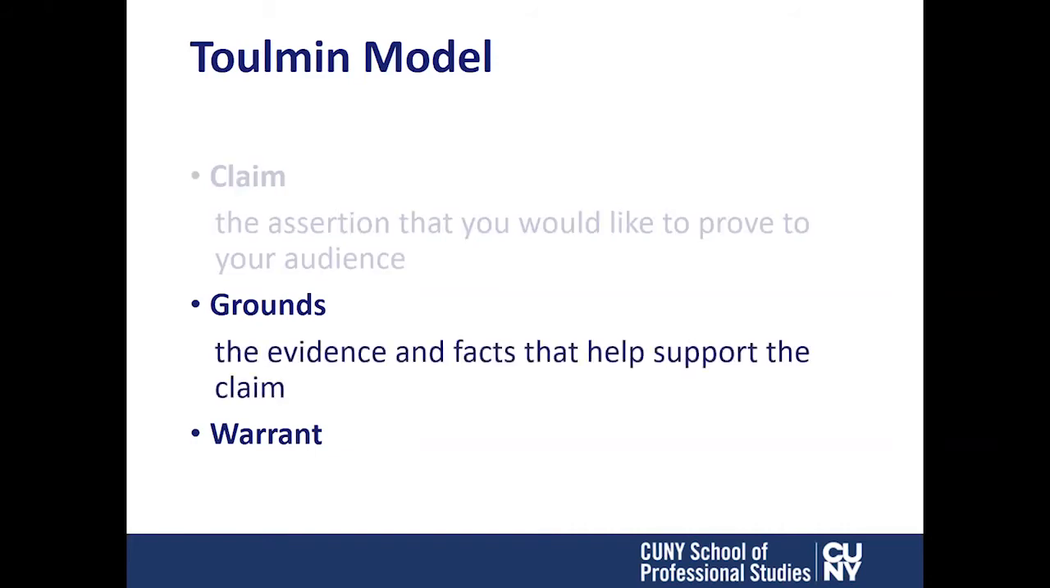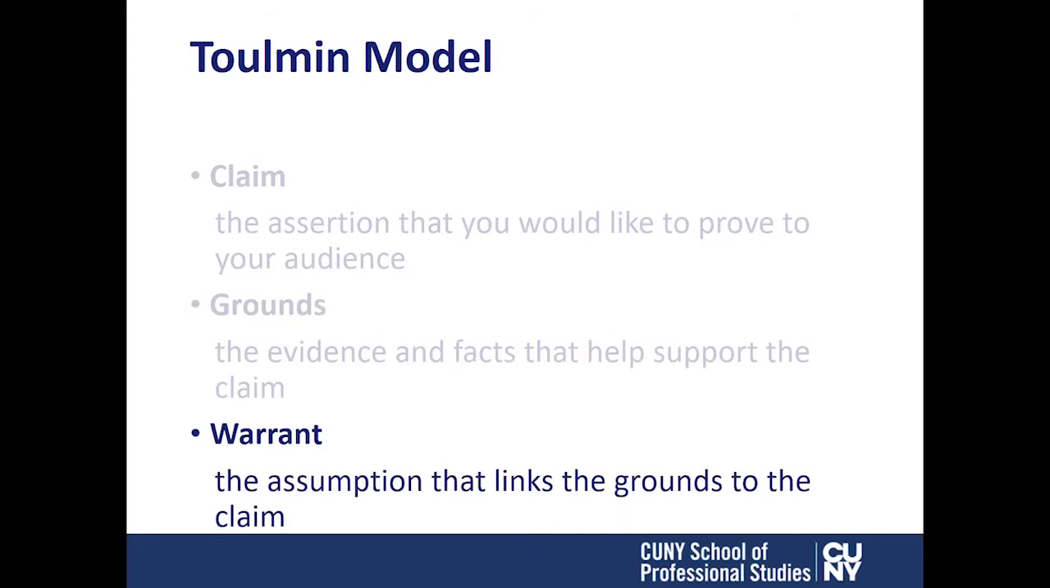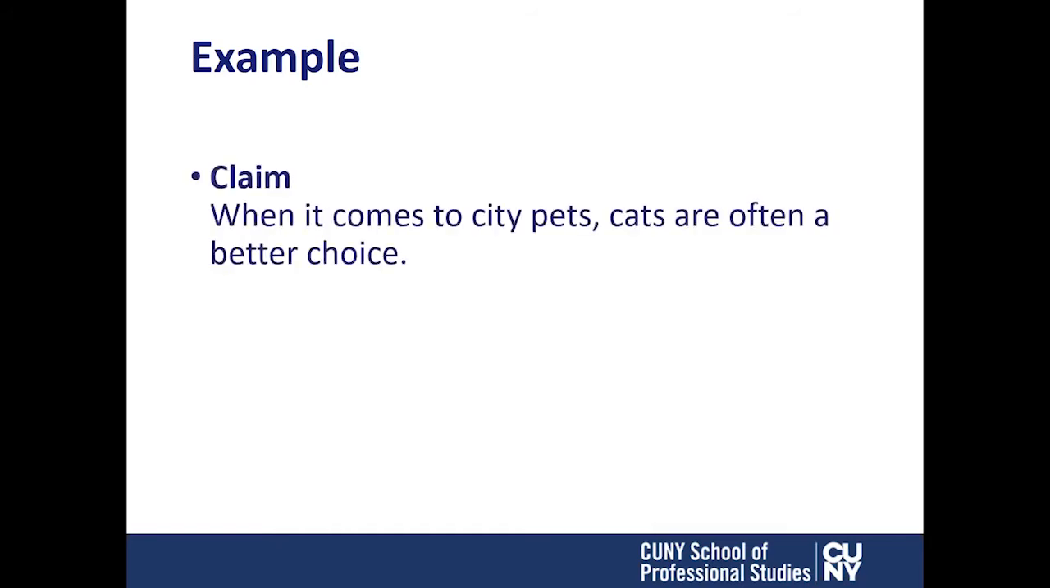The grounds are the pieces of evidence that support that assertion. And the warrant is an assumption that links the grounds to the claim. It might be spoken or implied, but it's what makes the evidence relevant to your claim. Let's look at an example. So, like cats, I'm nothing if not loyal. So my claim is that when it comes to city pets, cats are often a better choice.